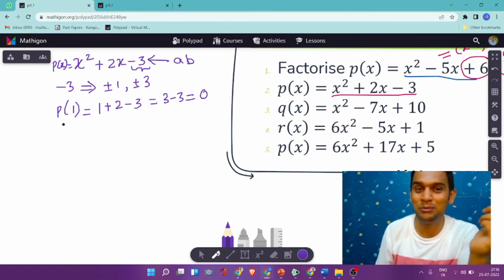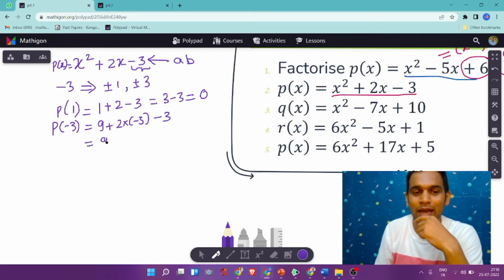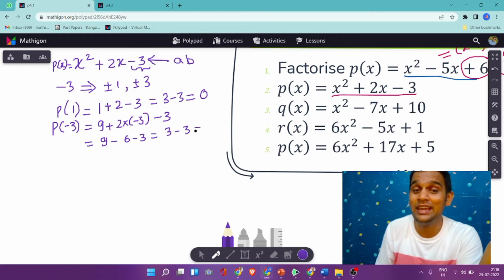Now, what will be our other factor? Let's guess it fast. It will be minus 3. Let's quickly try to find the value to verify. P of minus 3. Minus 3 squared is 9 plus 2 times minus 3, minus 3. So 9, 2 times minus 3 is minus 6, minus 3. So what does that become? 9 minus 6 is 3, minus 3 equals 0. That means the value of A is 1. The value of B is minus 3.